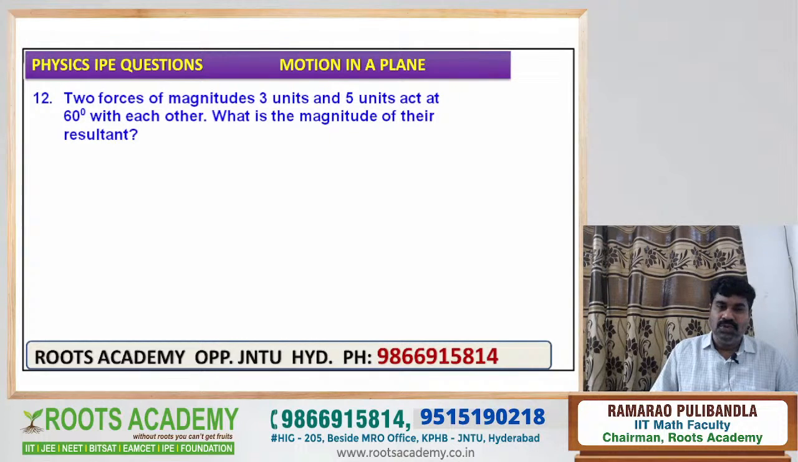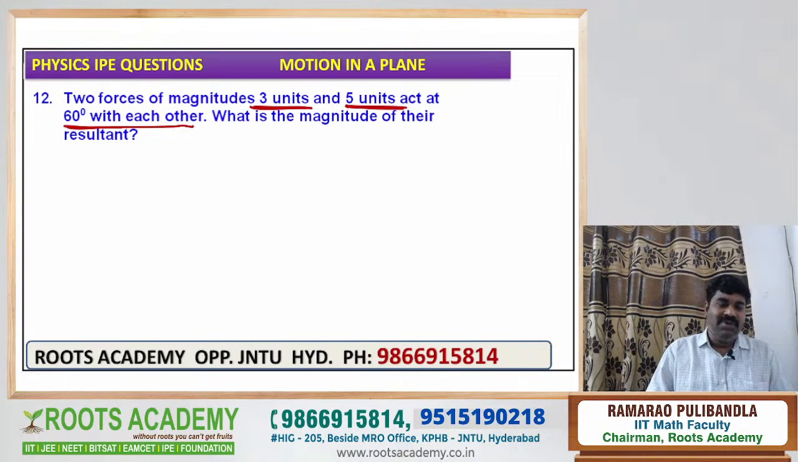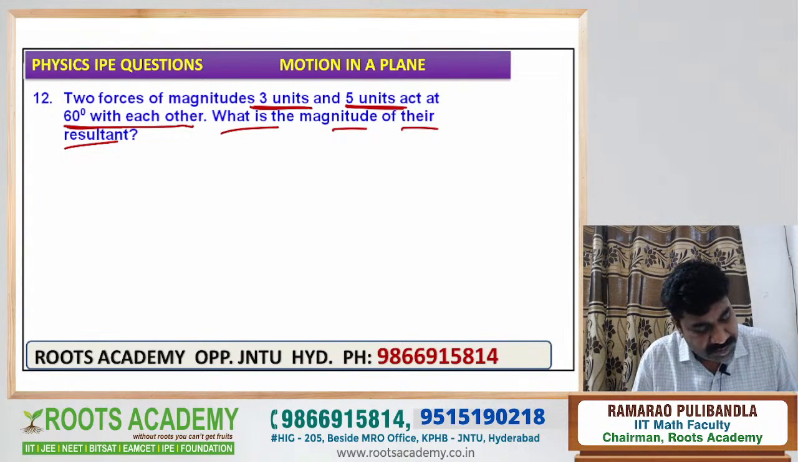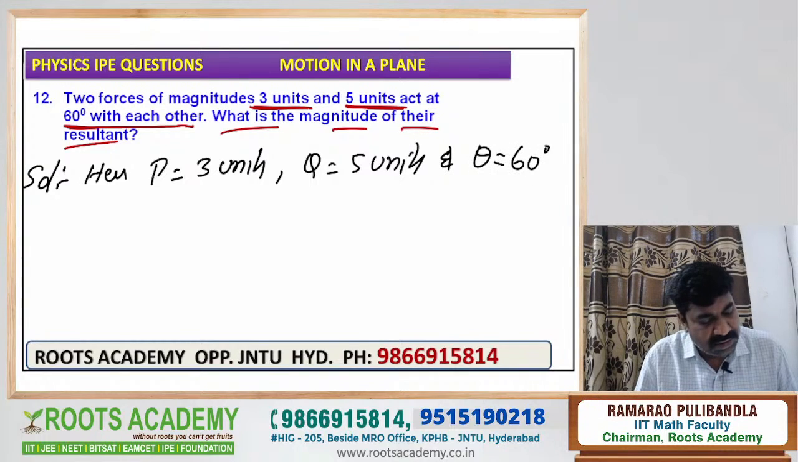Two forces of magnitudes 3 units and 5 units act at an angle of 60 degrees with each other. What is the magnitude of their resultant? We want to find that. Here P is given as 3 units, Q is given as 5 units, and theta is equal to 60 degrees.